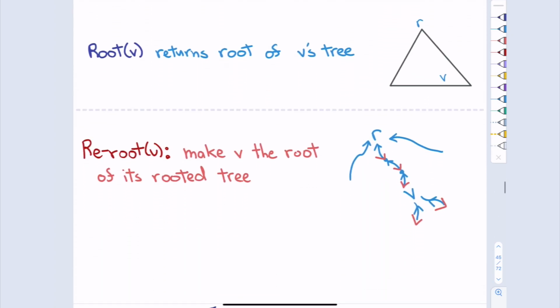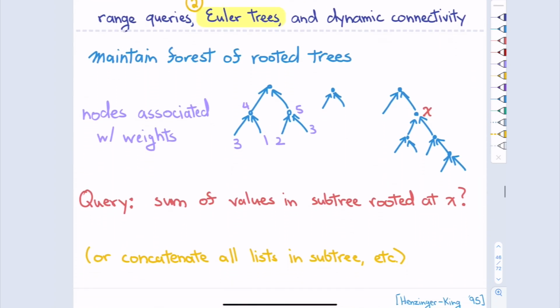Besides that, other operations include: what is the root of my tree? I give you a vertex sitting in a forest, and you return the root of the tree. That lets you identify if two vertices are in the same tree. There's also one called reroute that we won't need today, which rearranges the edges to make a different vertex the root of its own tree. So that's this dynamic tree model: you're adding and removing parent edges, and you want to still support subtree queries.